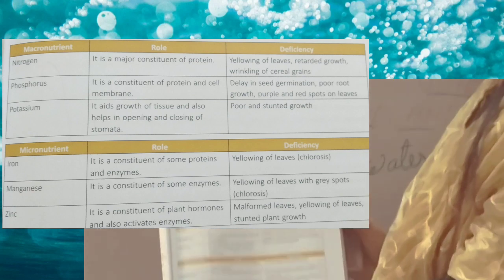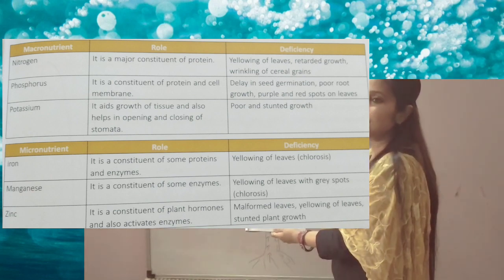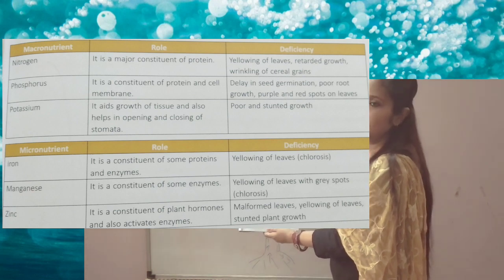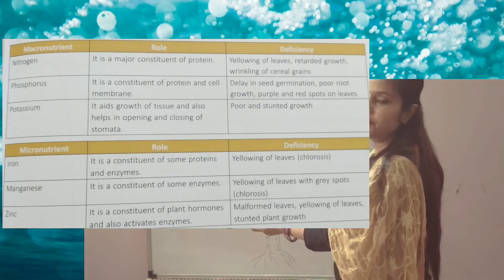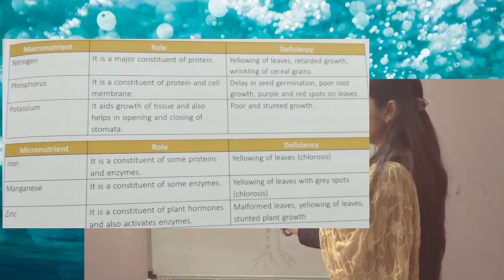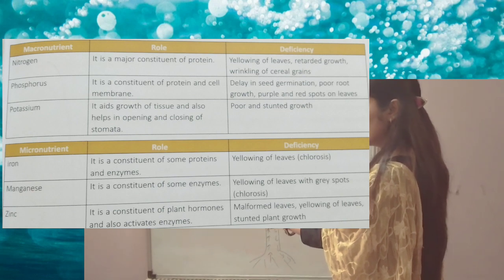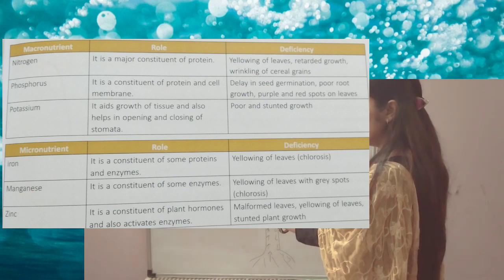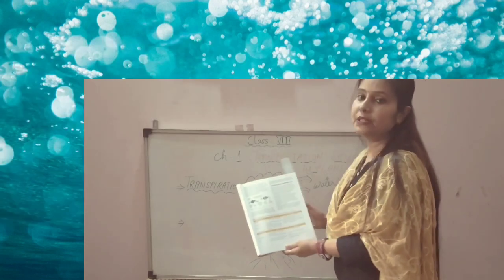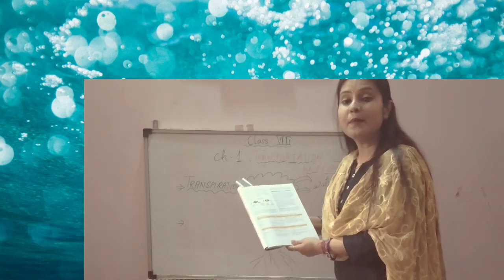As we know, deficiency of minerals and vitamins can cause a few diseases in the human body. Like that, plants also have diseases if there is a deficiency of these kinds of nutrients. So deficiency of nitrogen can cause yellowing of leaves, retarded growth, wrinkling of cereal grain. Deficiency of phosphorus causes delay in seed generation, poor root growth, purple and red spots on leaves. For deficiency of potassium, poor and stunted growth in the plant. This is all about macronutrients.